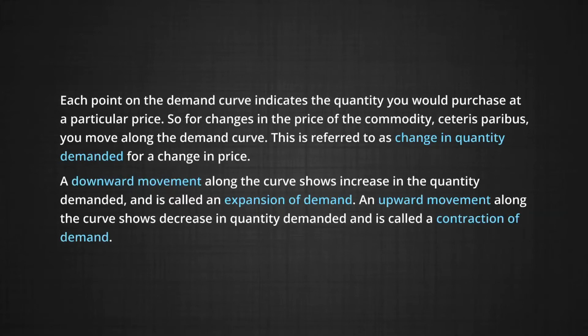A downward movement along the curve shows an increase in the quantity demanded and is called an expansion of demand. An upward movement along the curve shows a decrease in the quantity demanded and is called a contraction of demand.